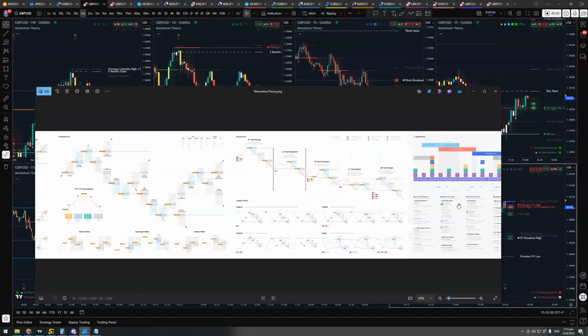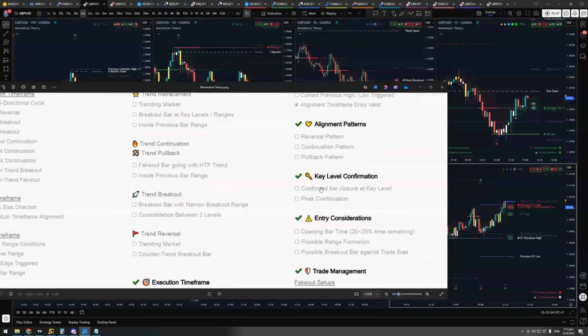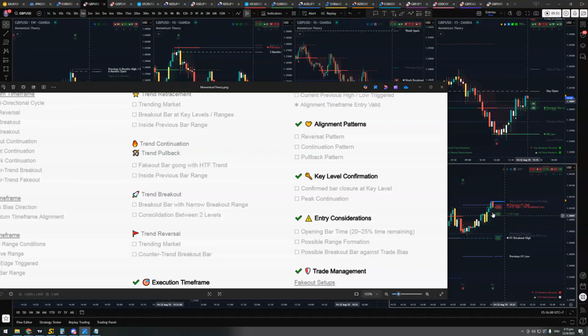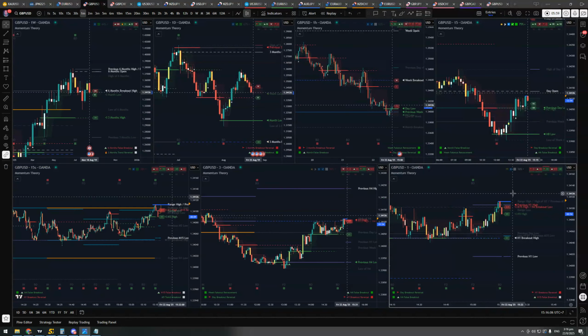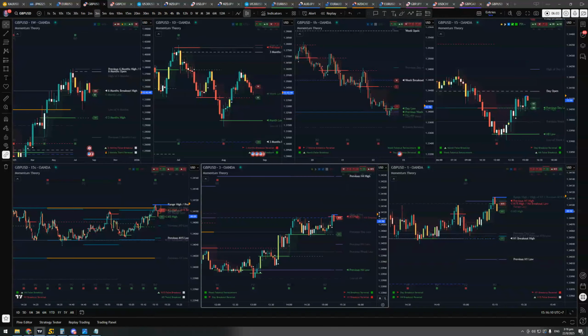So my entry style, I want to see a confirmed bar closure at the key level. We have that. The bar closed at where I want to take the trade. And then I want to see that continuation of that peak. And so that's what I'm waiting for. So no continuation just yet.